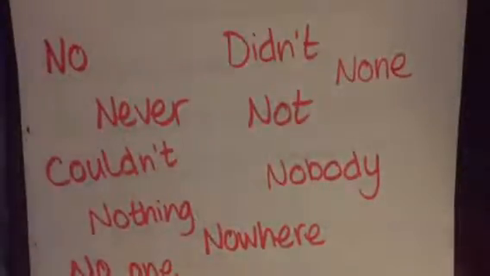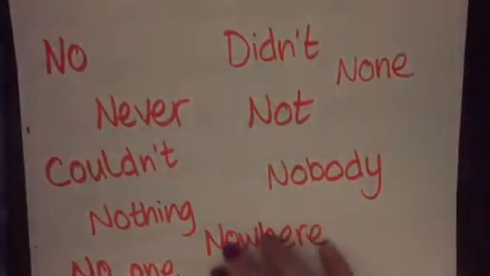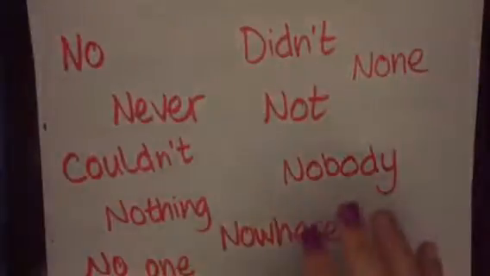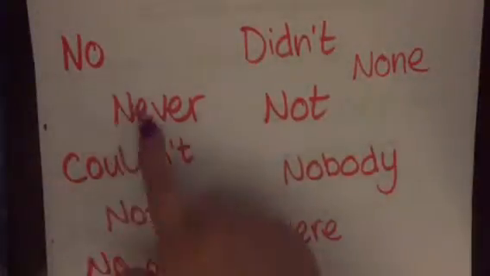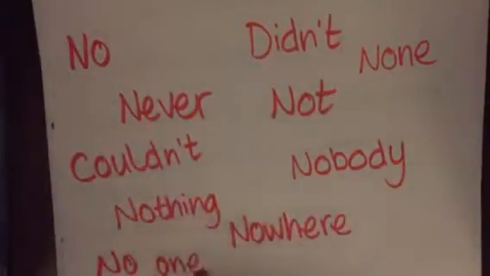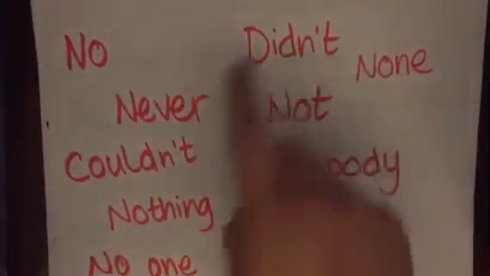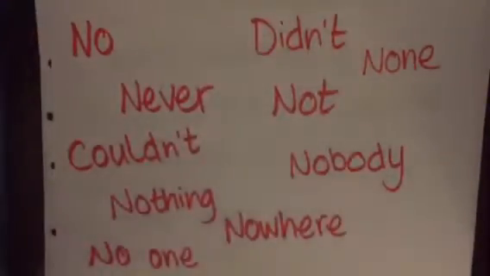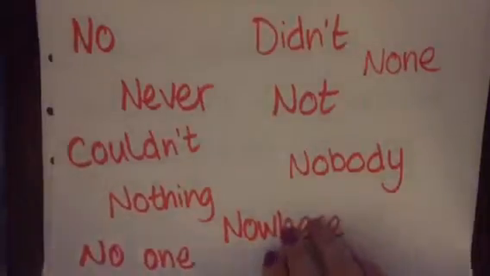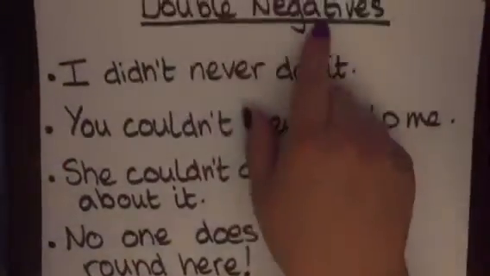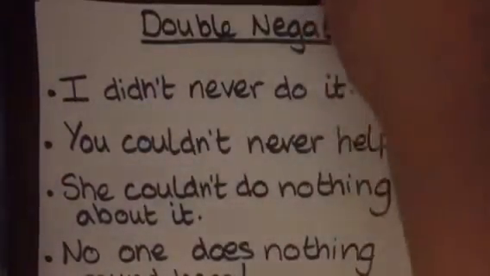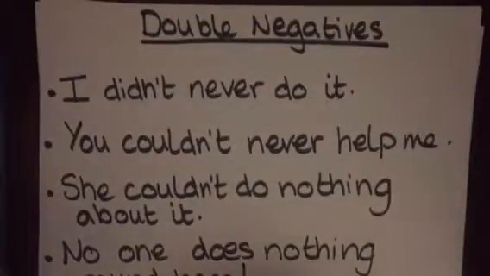This video is about the dreaded double negative. Negative words are words like no, never, couldn't, nothing, no one, nowhere, nobody, not, none, didn't. All those words that have negative meanings. So double negatives, using more than one negative in a sentence, must never be done.